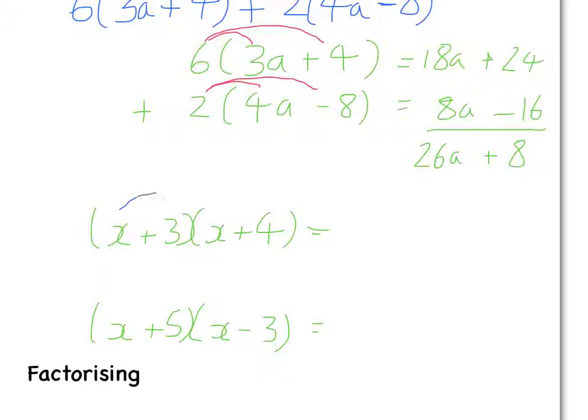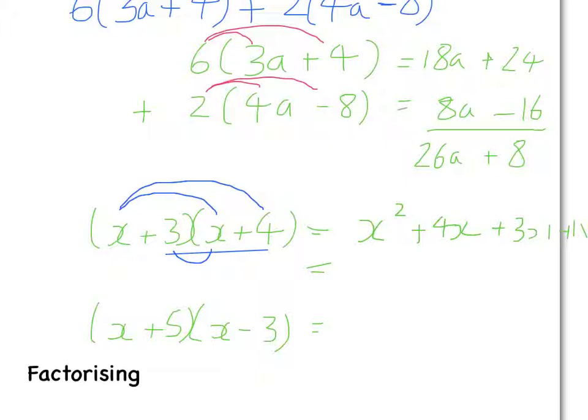So x times x is x squared, x times 4 is 4x. Now we can multiply 3 by both things. We're going to do 3 times x, which is 3x, and we're going to do finally 3 times 4, which is 12. Now that isn't quite the final answer, because you will notice that you've got 4x and a 3x, so we can collect them together to make 7x.